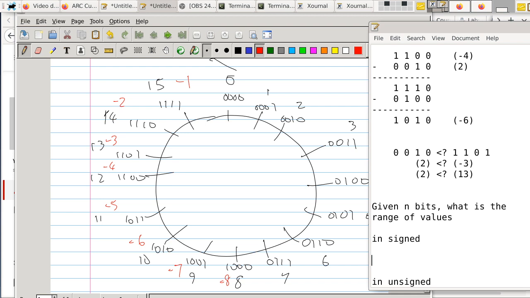Yes? N over 2. N over 2? No. N is the number of bits.